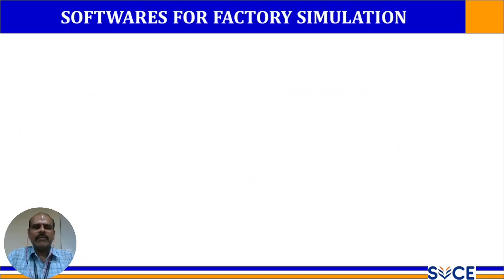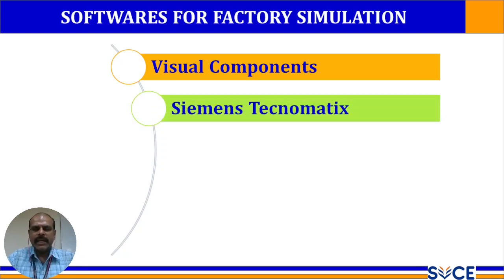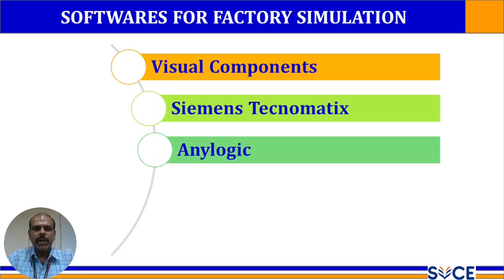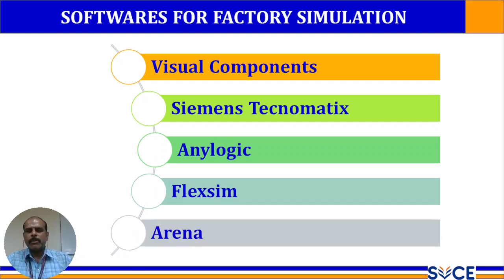Software. Whenever we learn anything, we need to know the software we are using as well, and what the competitive products available are. Though the philosophy of working might be the same, they are not the same. They have their own unique distinctiveness. So we should have a thought process on the available software. In no particular order, the first software is Visual Components, Siemens Tecnomatix, AnyLogic, FlexSim, Arena. So these are all the products available.